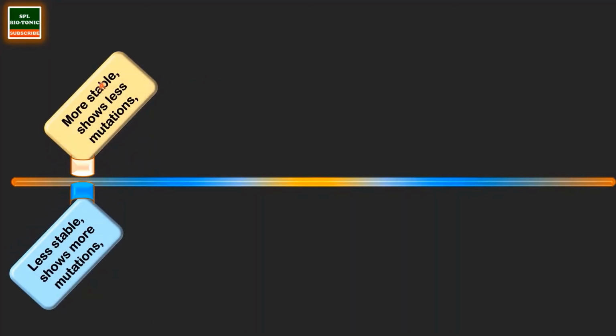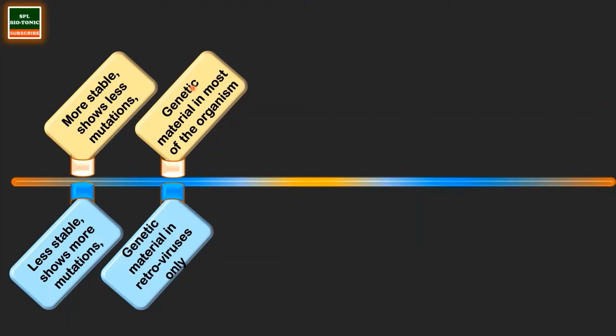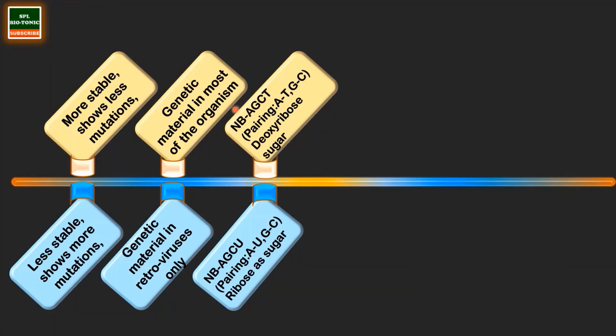Now we should know what are the differences between DNA and RNA. Now DNA is more stable and shows less mutation, whereas RNA is less stable and shows more mutation. Now as DNA is more stable and shows less mutation, therefore DNA is used as genetic material and not RNA. Now DNA is genetic material for most of the organisms, whereas RNA is genetic material only for some viruses like retroviruses. Now nitrogen bases in the DNA are AGCT, whereas in RNA are AGCU.